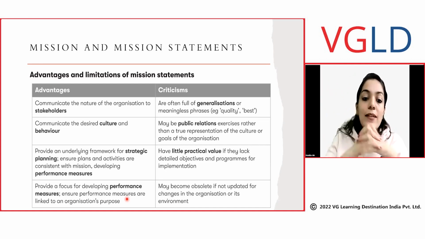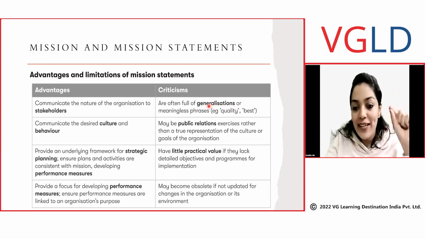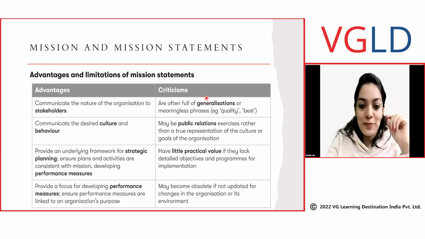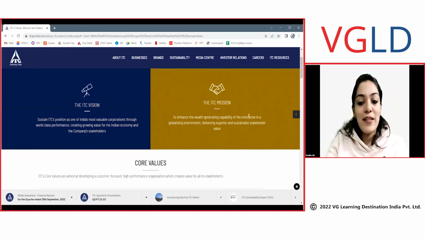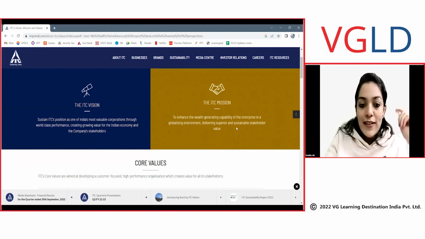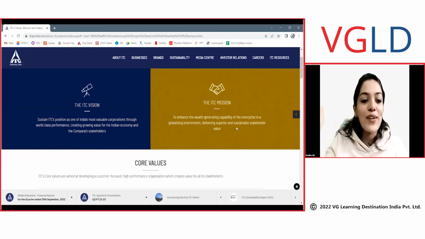Then next is the limitations or the criticism or the disadvantage of mission statements. What are they? They are full of generalization. And honestly, I felt this, or I don't know if you felt it or not. Did you feel this when you read ITC's mission statement? Was it not full of generalization? Have a look at it again. We want to be doing this, world class, this and that. See, to enhance the wealth generating capability of the enterprise in a globalizing environment, delivering superior and sustainable stakeholder value. Is it pinpointing at something, any of the businesses or anything in particular? It's just making vague general statements. Don't you agree?